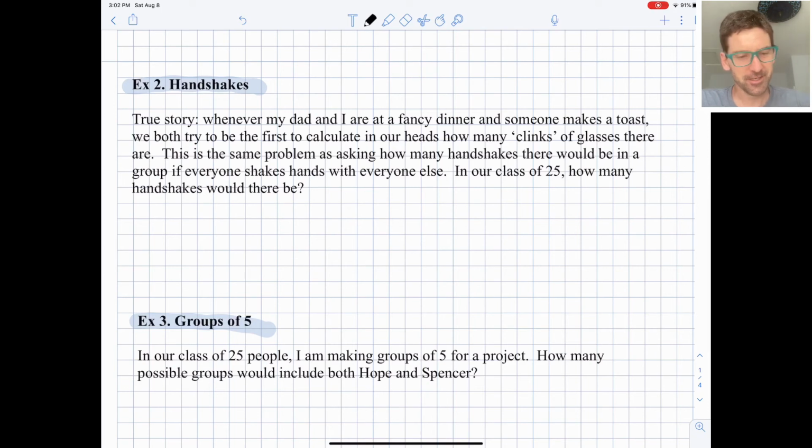So this is going to be 25 choose 2. That's 25 times 24, but then we need to divide by 2, so that order doesn't matter. But your calculator should have a choose button, and that's going to be 300. So 300 different handshakes in our class of 25.